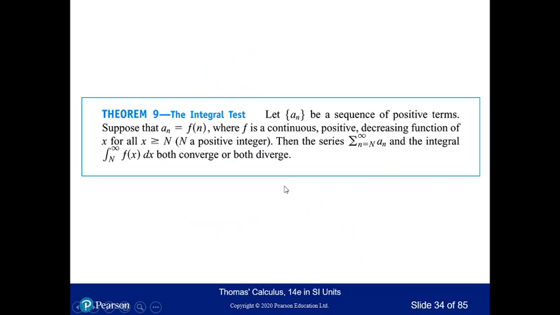So the integral test says, let's say a_n is a sequence of positive terms, and a_n is equal to f(n), where f is a continuous, positive, decreasing function. Then the series from n to infinity and the integral from n to infinity both converge or both diverge. If one diverges, the other diverges. If one converges, the other converges.